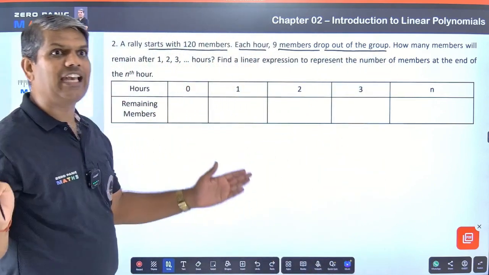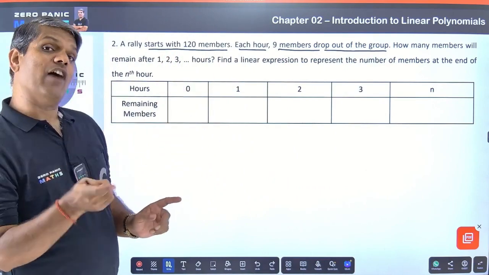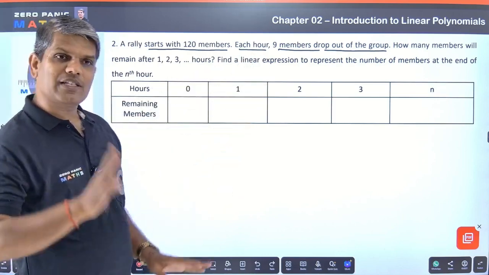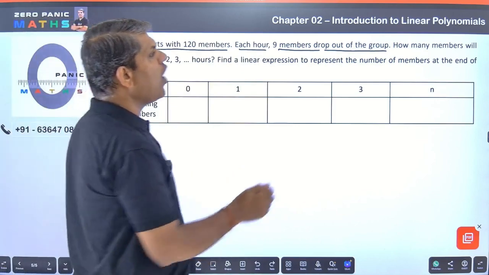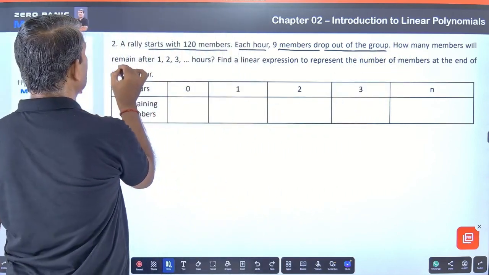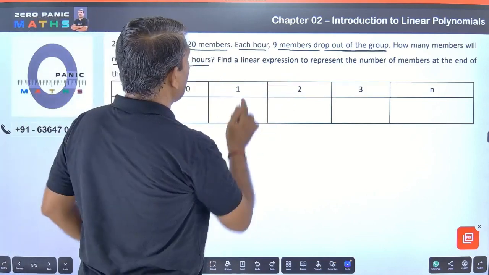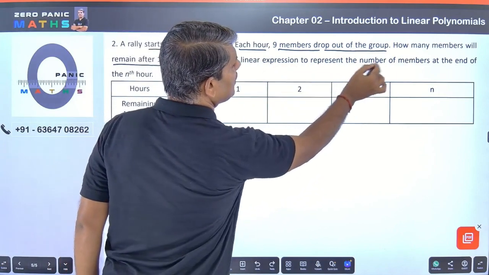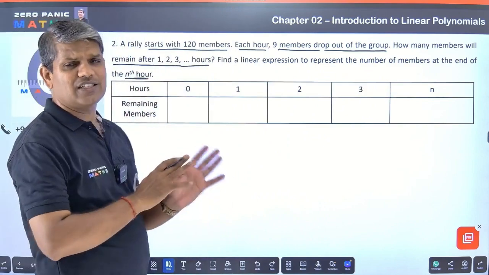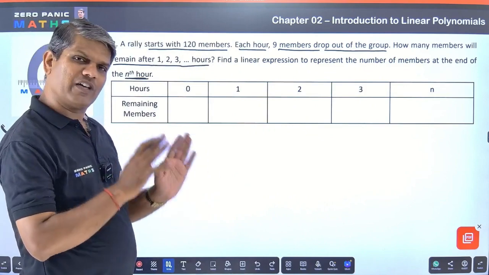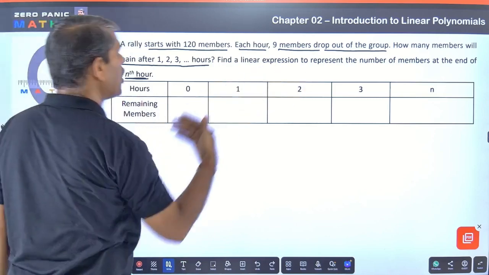So there is a rally going on and there are 120 members listening to that rally, but after every hour 9 members are dropping out of that rally. How many members will remain after 1, 2, 3 hours? We need to calculate that, and find a linear expression to represent the number of members at the end of the nth hour. Do you feel that this is exactly similar to the previous problem? It is exactly similar. Let us plot the table for that.